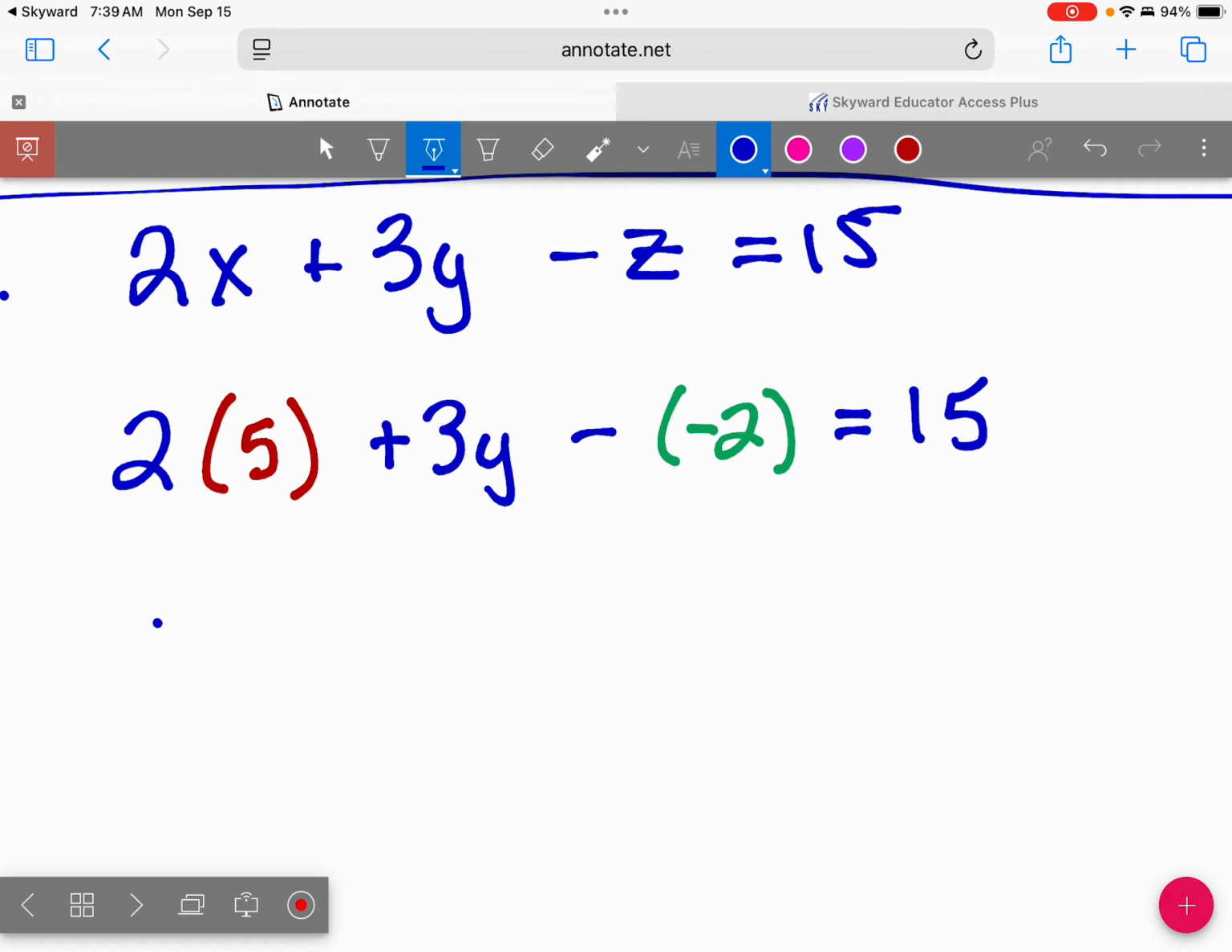So then we have my 2 times 5 is gonna give me a 10, plus my 3y minus negative 2. What's that gonna be when I simplify that? What happens when we have a minus negative? Plus. The 2 negative signs cancel each other out, so we get plus 2 equals 15.